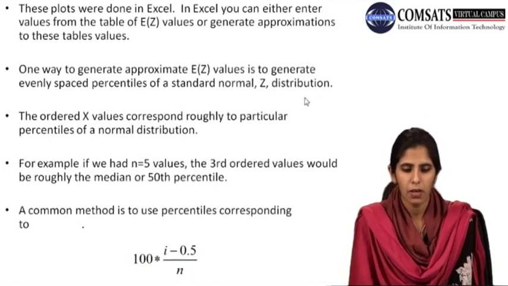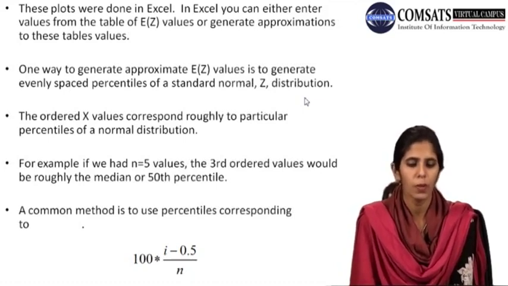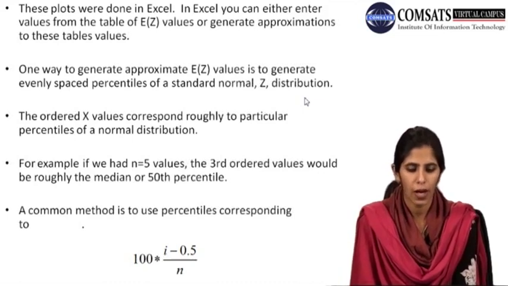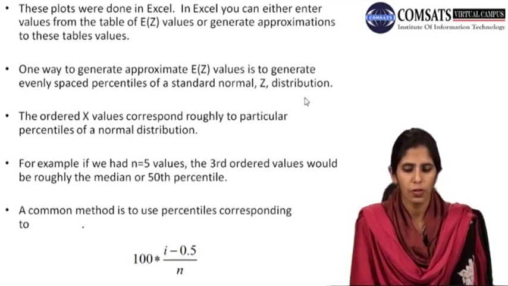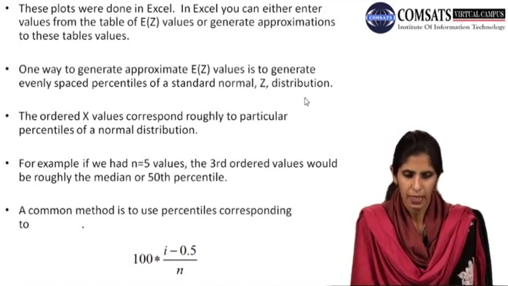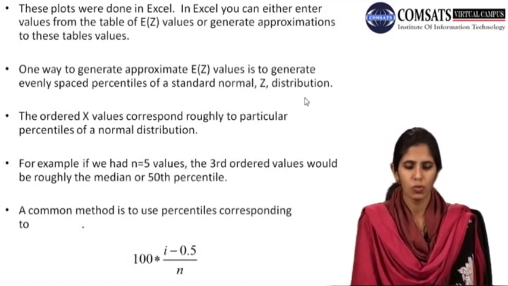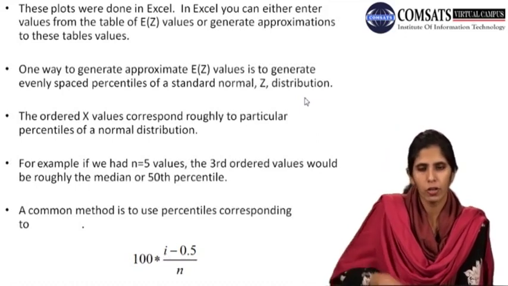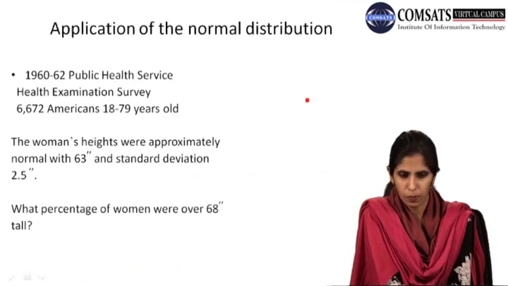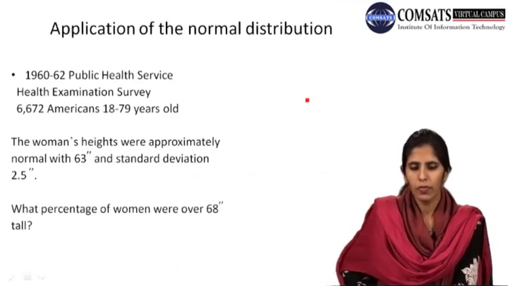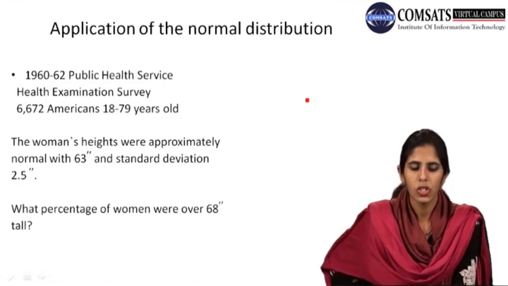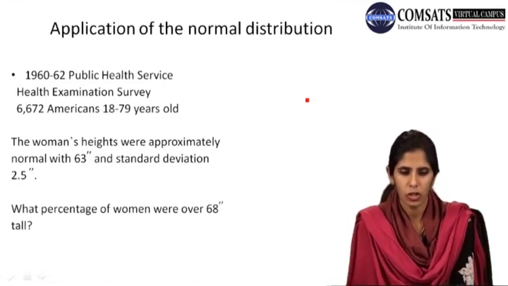The ordered X values correspond roughly to particular percentiles of a normal distribution. For example, if we had n equals 5 values, the third observed ordered value would be roughly the median or 50th percentile. A common method is to use percentiles corresponding to 100 times (i minus 0.5) over n values.